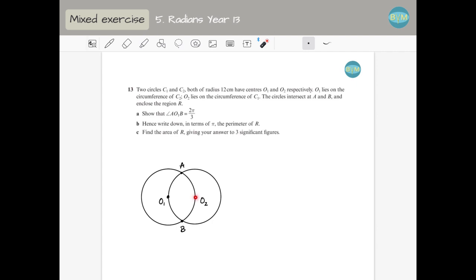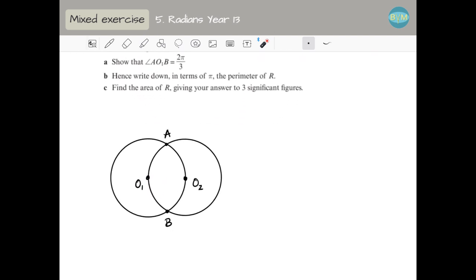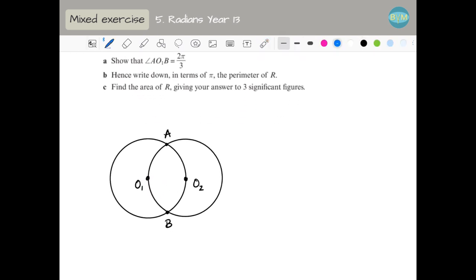The center of one is on the circumference of the other, and the center O1 is on the circumference of circle 2. The circles intersect at A and B, so these two points, and enclose the region R. So this area here is R. We have to show that angle AO1B is 2 pi thirds. So we are talking about this angle here.